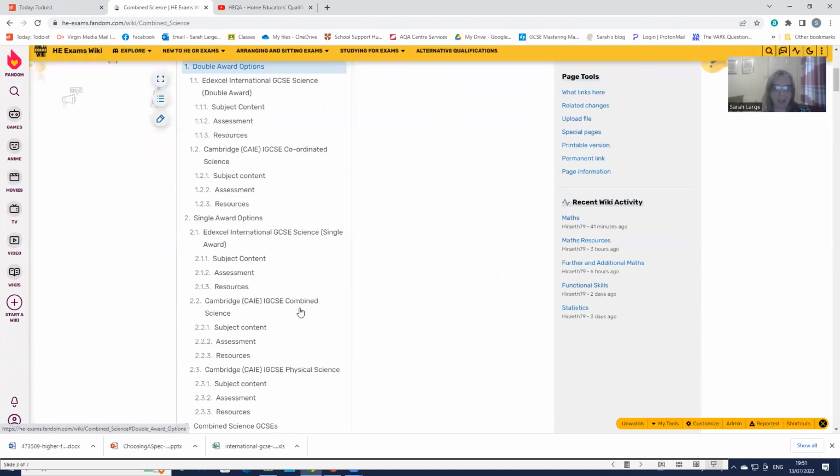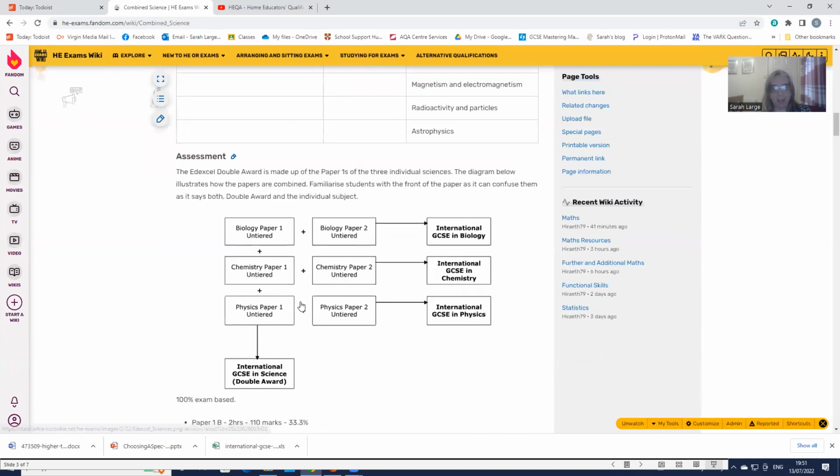Yeah, there you go, there's a nice little diagram that shows it. There we are. So this is just for Edexcel. For Cambridge, they're totally different papers.